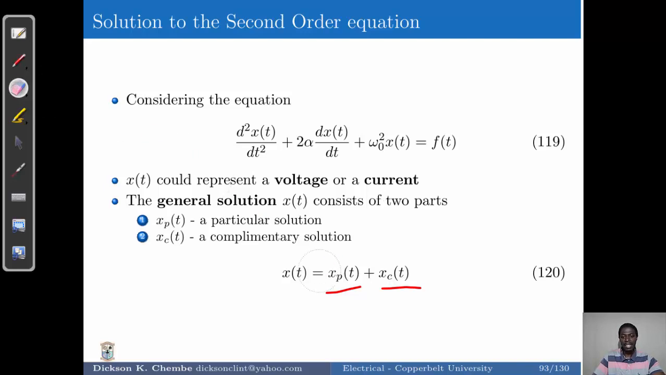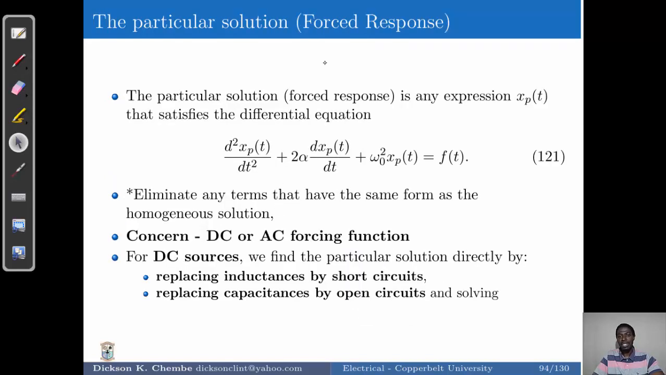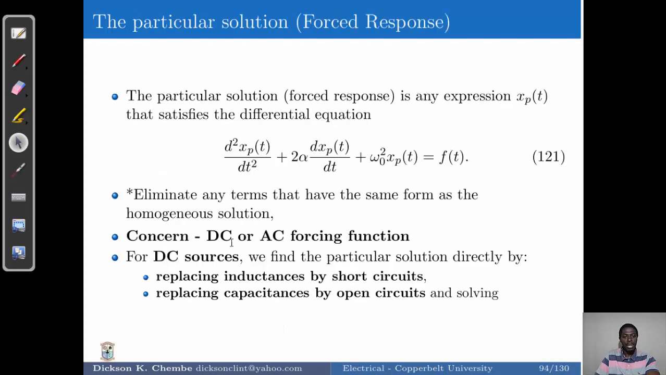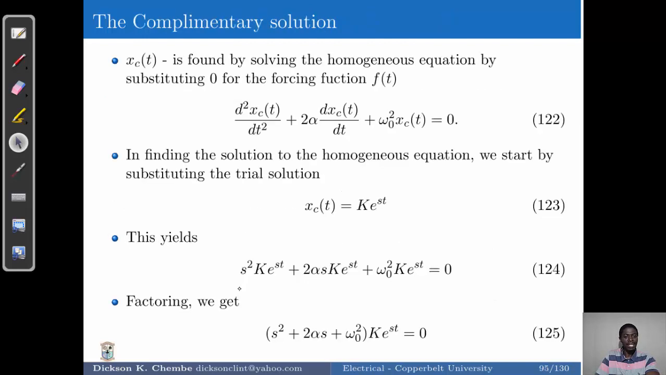And so if we are now looking at finding the solutions, then we have to find the particular solution, or what we call the forced response solution. And this depends on what circuit type you're dealing with. If you are dealing with a DC circuit, then it's easier to find the particular solution because we simply replace the inductances by short circuits, and then we replace the capacitances by open circuits, and we solve. In this case, we're looking at a DC circuit, and we want to use this further as an example.